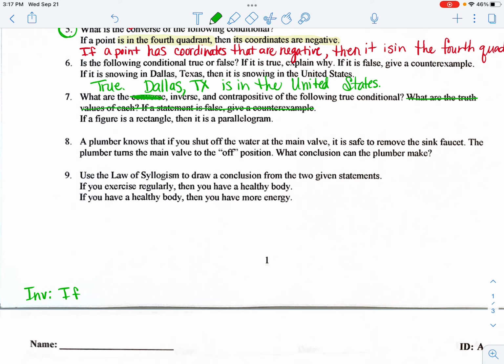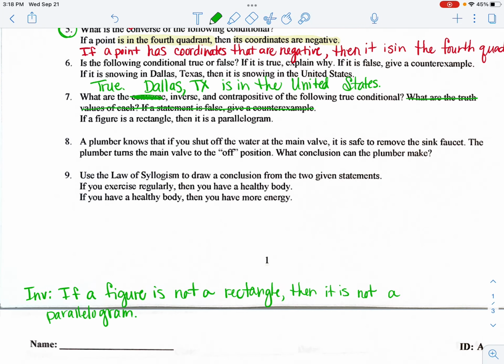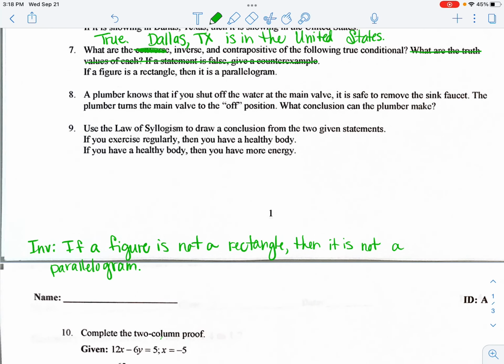So if a figure is not a rectangle, then it is not a parallelogram would be my inverse statement, and the contrapositive is just where we're going to find both the converse and the inverse at the same time. That's basically what the contrapositive is.